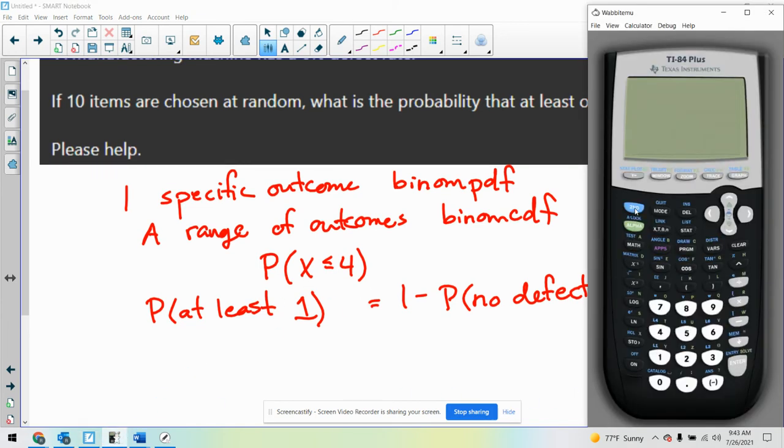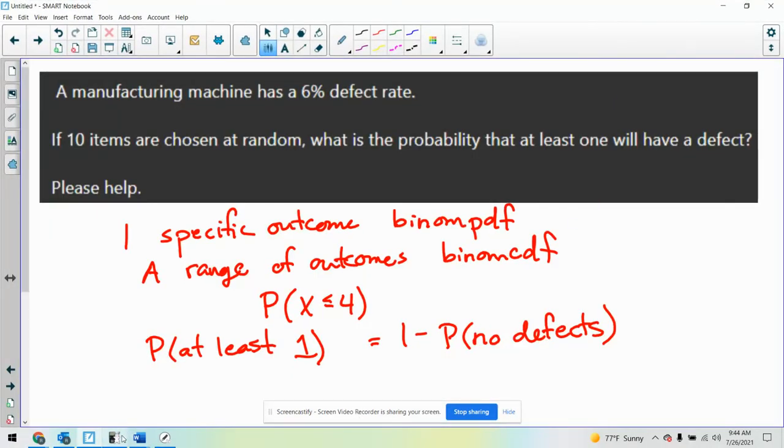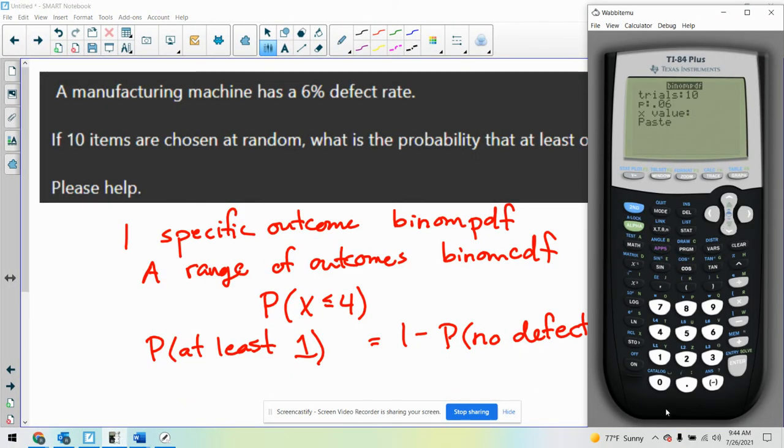So I'm going to go into my calculator, my distributions menu. This is a binomial PDF because I'm only looking for the case where there's no defects. Trials is 10 trials. They have a defect rate of 0.06. I just want to get that right. Yep. And I want to know the chance that there are 0 defects. All right. So I get this outcome. But again, I want 1 minus that to get the probability of it being at least one defect.